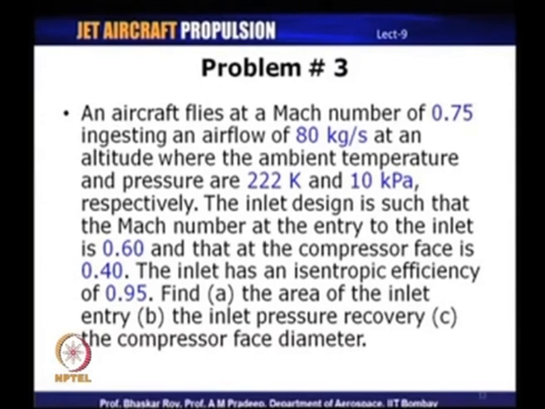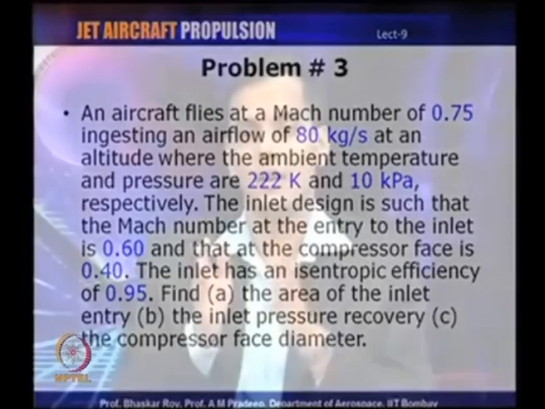phase diameter. So, in this particular problem we have been given that an aircraft is flying at a certain Mach number at an altitude where the pressure and temperature is given, and then we have also been given the Mach number at the inlet entry and the compressor phase, and also of course, the isentropic efficiency of this particular intake. So, given these parameters we have been asked to find the area of the inlet entry and the pressure recovery and also the diameter of the compressor phase. So, based on some of these parameters which are known, we should be able to find out the required parameters.